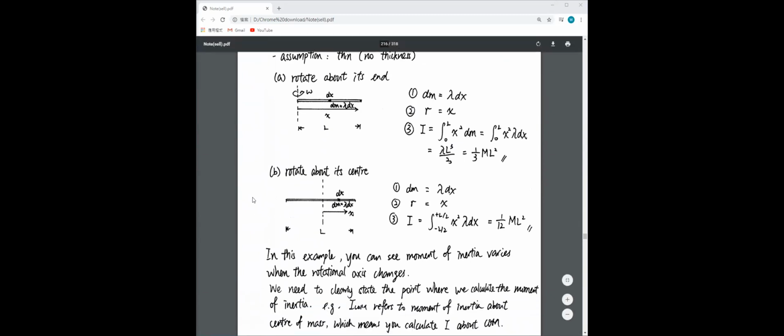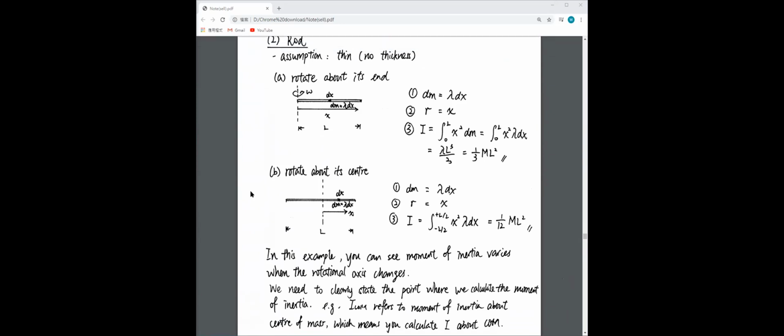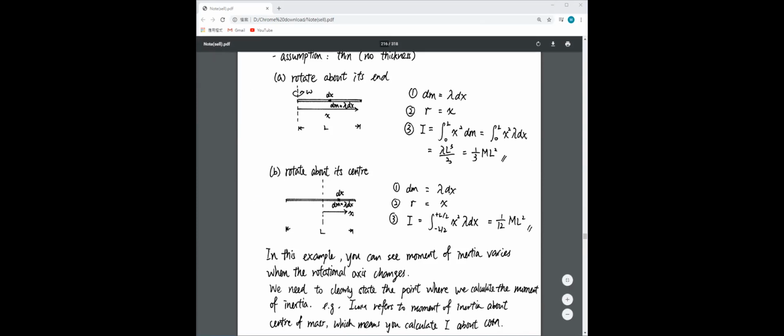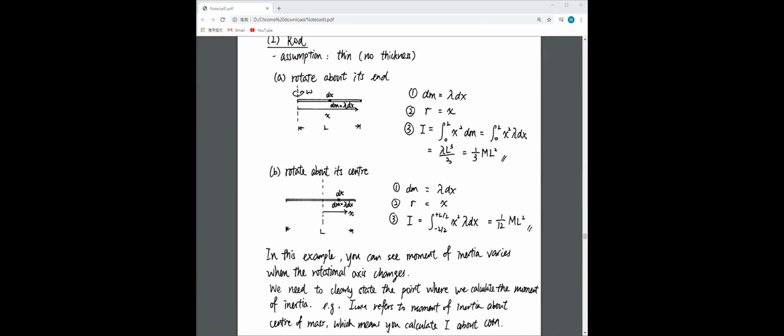And then there are a few examples here. If this is a rod, maybe you can have a look at this part A and part B. I think it's not too difficult to understand the integration in this part, but I just need to remind you that it's better for you to remember these values.